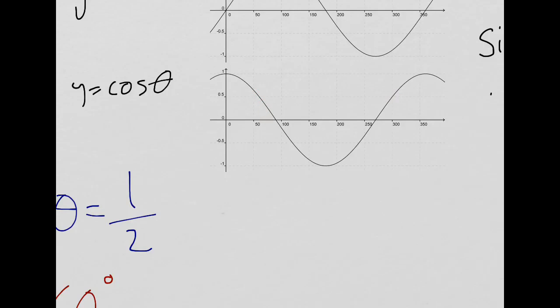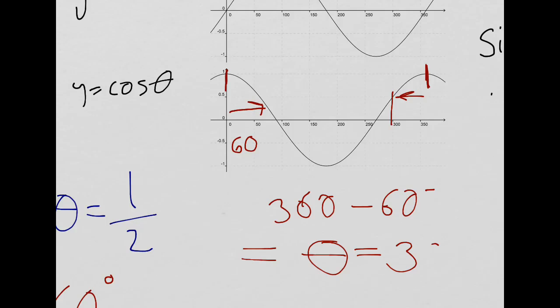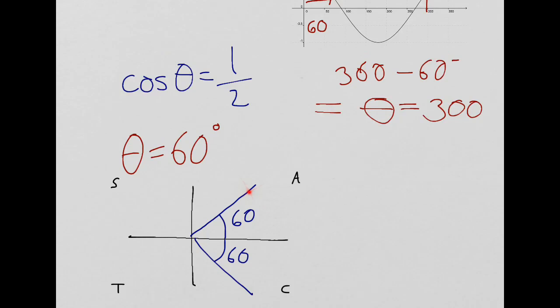So the easiest way to work this out, we'll say that this distance here is 60, and that's from our maximum point. If you look at the other maximum point at 360 and go 60 backwards, that will give us our other value. So 60 this way, 60 this way, we can do 360 minus 60, which will give us our theta value equals 300. And that result will agree with the CAST diagram, so we'll do that very quickly. So we get 60 degrees all the way around and 300. So theta equals 60 and theta is 300.